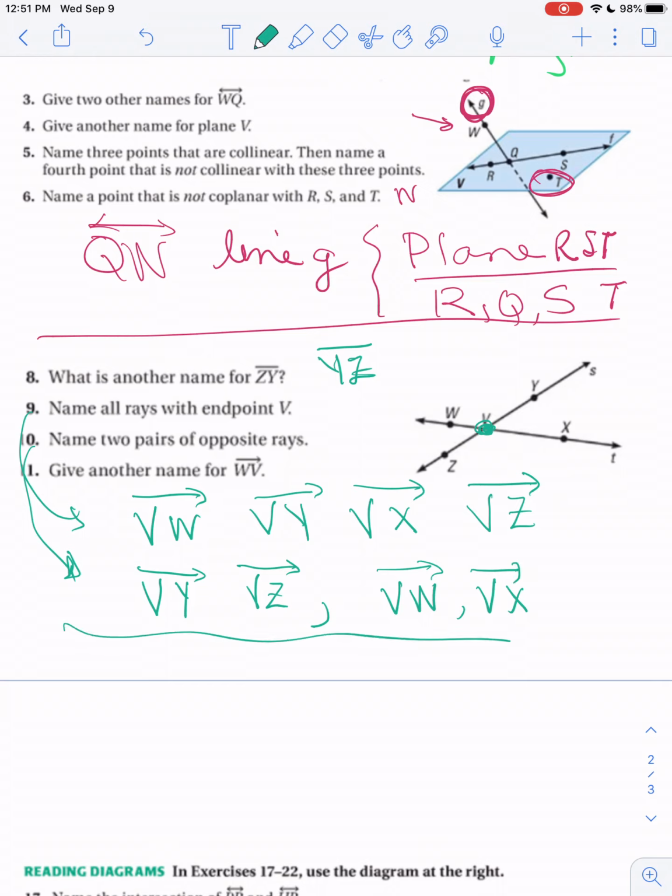And last one, it says give another name for ray WV. So we say that, let me get rid of that so you can see it better. It starts at W and goes forever and ever towards V. So we want to also start at W. We have to start the same place in order to be the same ray. So we're going to start at W, and we want to go forever and ever in this direction. So instead of saying going towards V, we could say we're going towards X. It's the same thing.